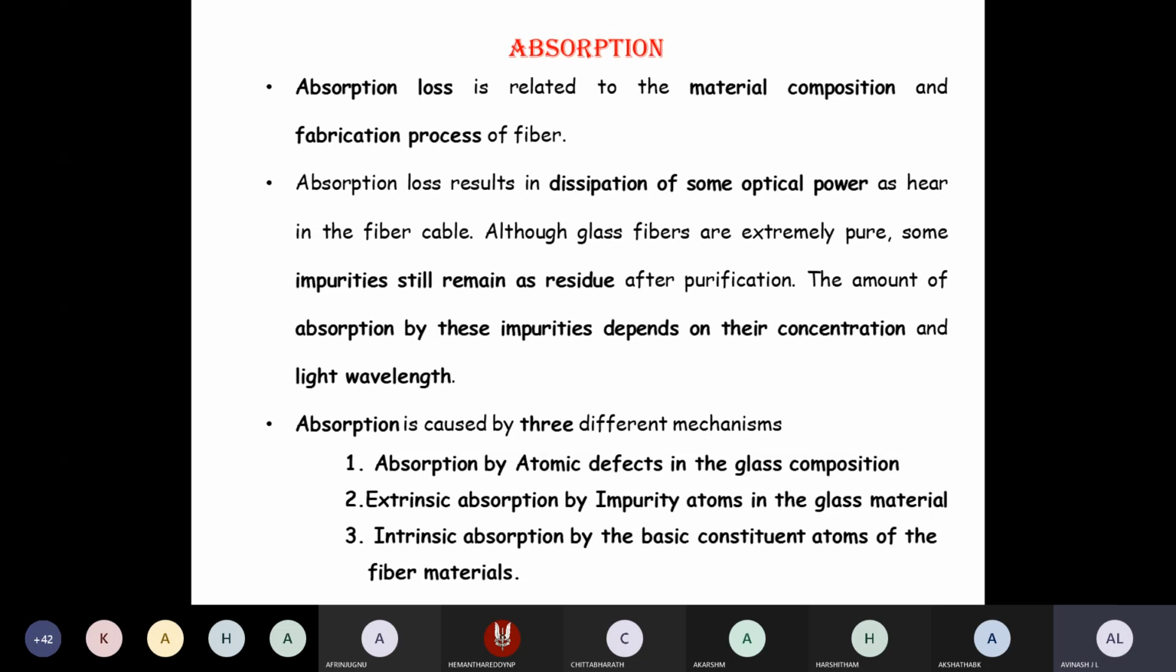So don't get confused. Extrinsic means what? Presence of impurity. Impurity will absorb the energy. Intrinsic means without the presence of impurity, the purest form of the material only will absorb. That is called what? Intrinsic absorption.